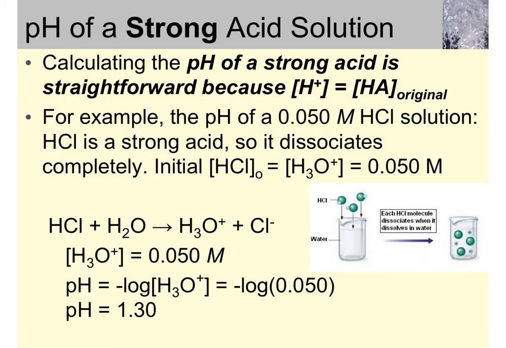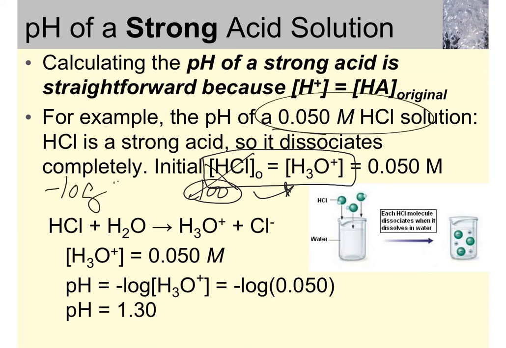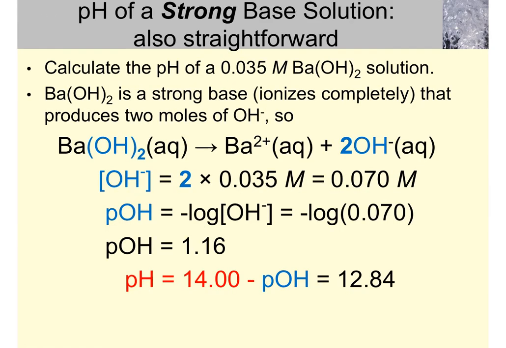So again, just backing up to strong acids and strong bases like hydrochloric acid. If I were to put 100 molecules of HCl into water, all 100 of those molecules would transform themselves, completely dissociate into the hydronium ion. And so the pH could be simply found by taking the minus log of the original concentration, 0.050.